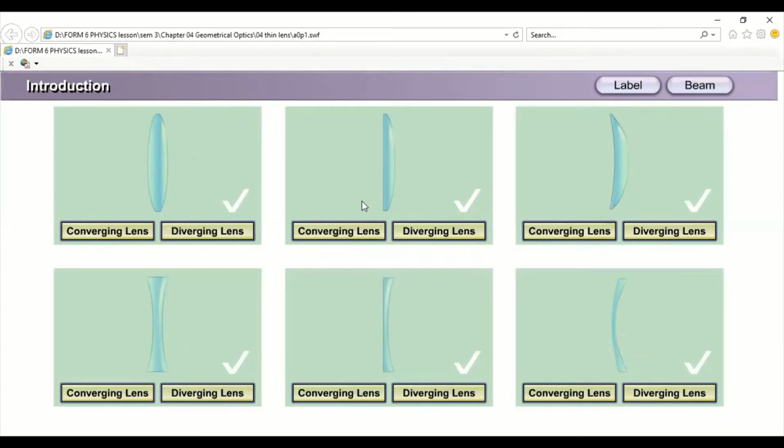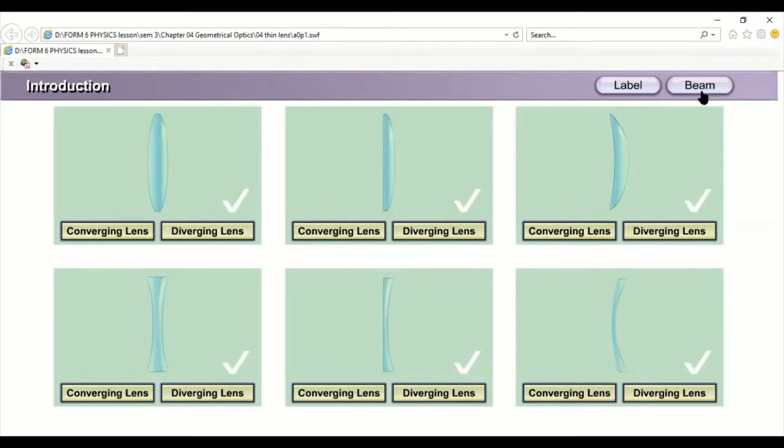This one will be plano convex lens, and this one will be plano concave. Just one side is curved, one side is plane. This one we call the convex converging lens. This one will be concave diverging. Okay, so this means the shape.